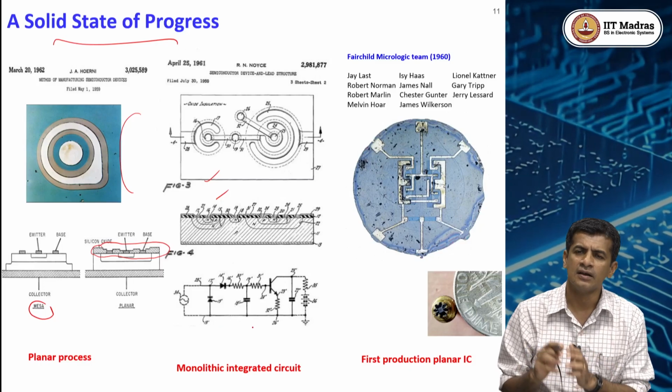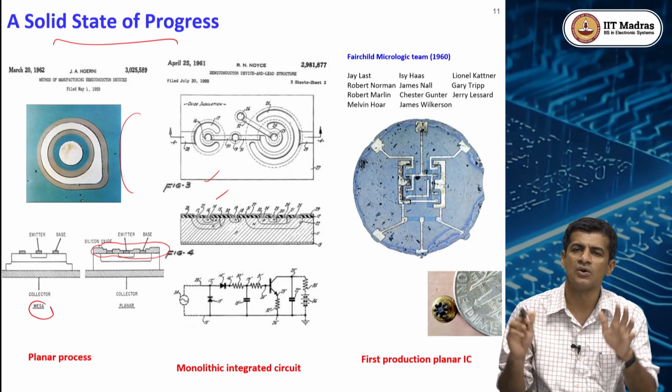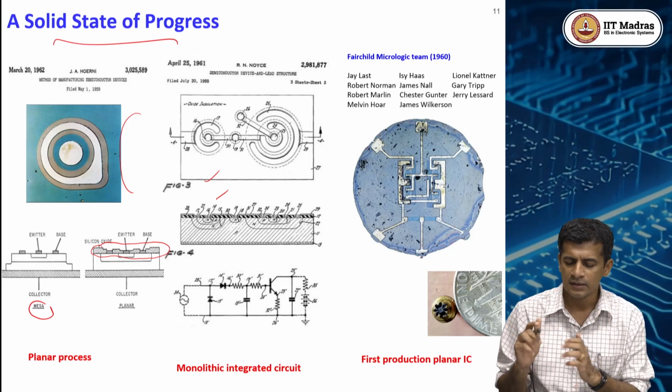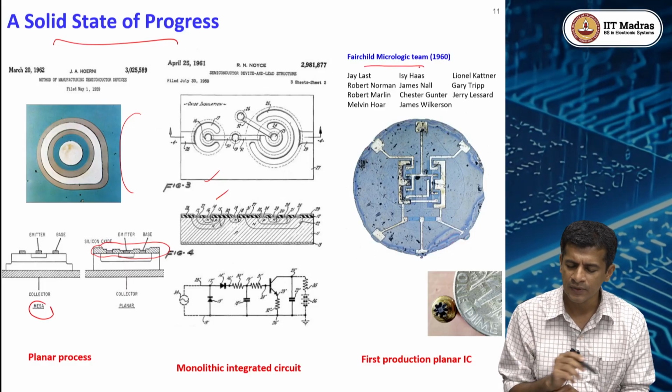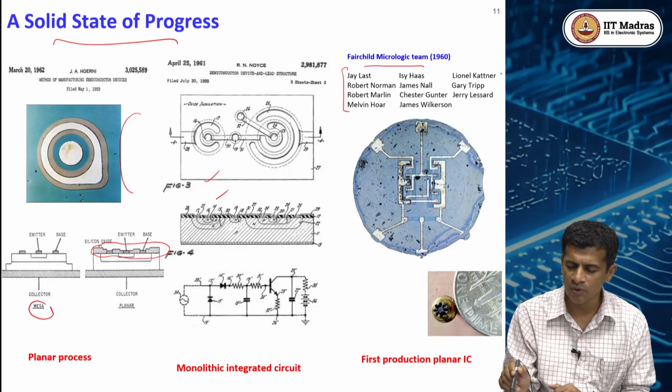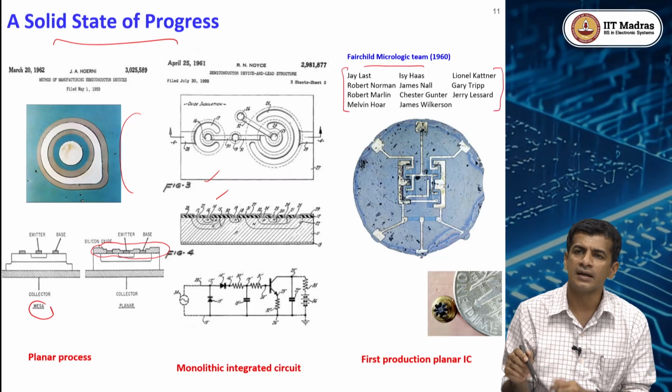Then finally, Fairchild put together a team. This was just an idea; they filed a patent, and finally put together a team. That is Fairchild's Micrologic team. It consists of these members, and they made the first integrated circuit.